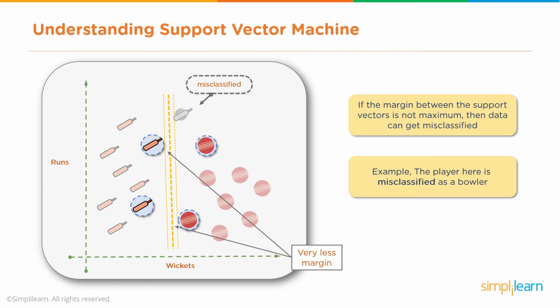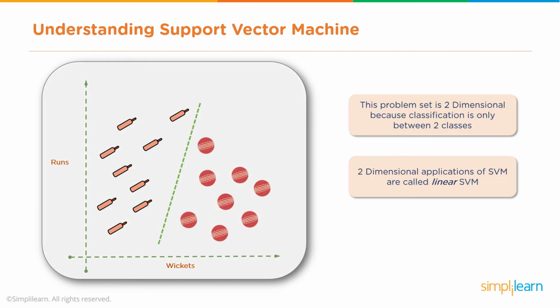If we don't maximize it, we can have a misclassification. And you can see the yellow margin is much smaller than the green margin. So this problem set is two-dimensional because the classification is only between two classes. And so we would call this a linear SVM.